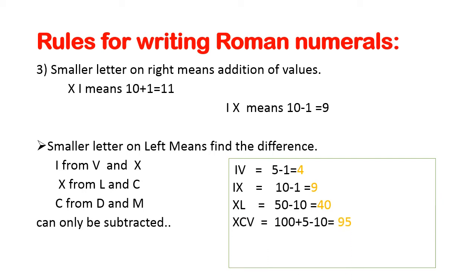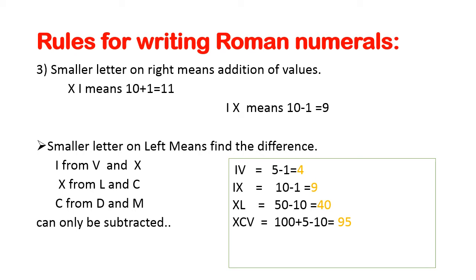Then look at here, XCV. What is the larger letter here? C, because the value of C is 100, no? So you have to write that first. So you have to find out the larger value. So 100.